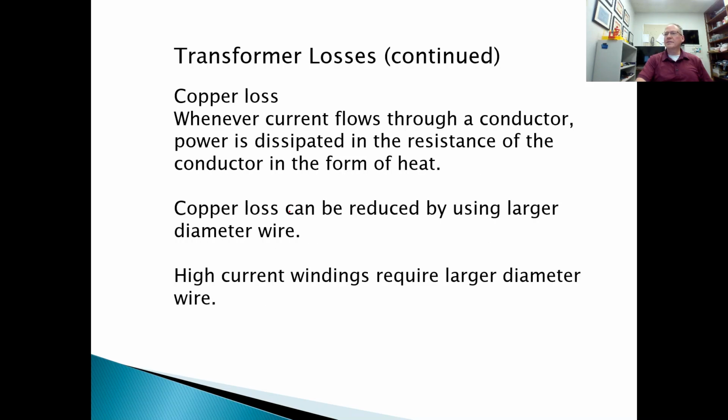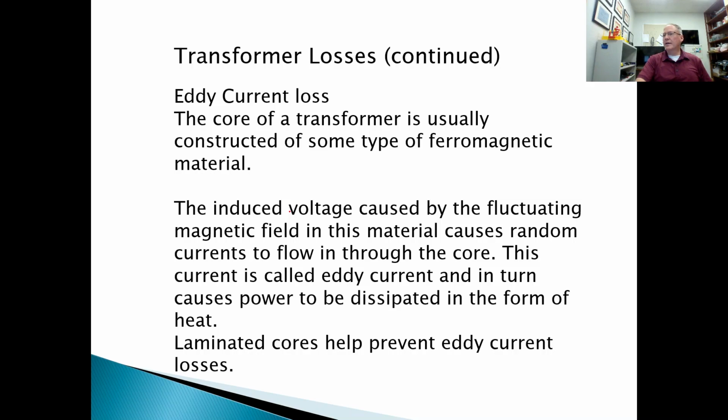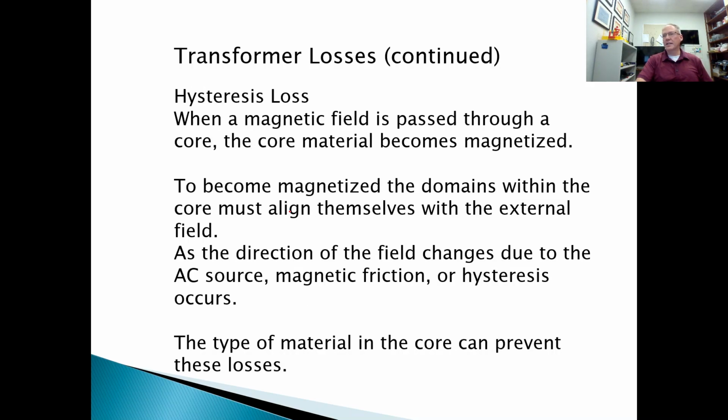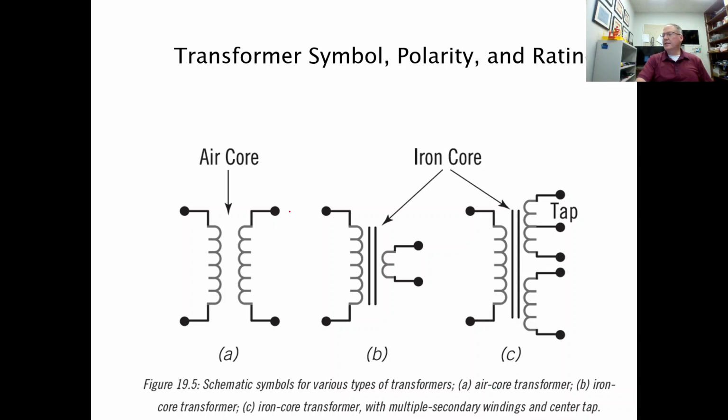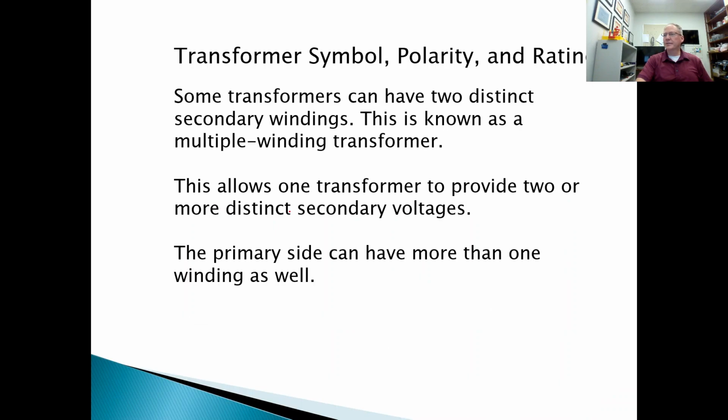And then there's some slides in here that go through transformer loss, copper loss. I'm going to leave these slides for you to read. They're right out of the textbook. So if you have the textbook, just read chapter 19 as well. And then here's some of the symbols for an air core transformer and an iron core transformer, just like with the magnetism and the inductors.